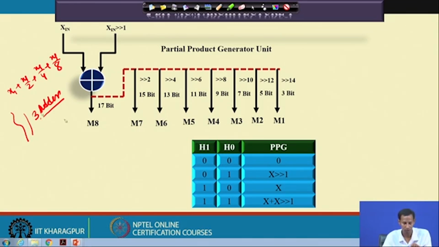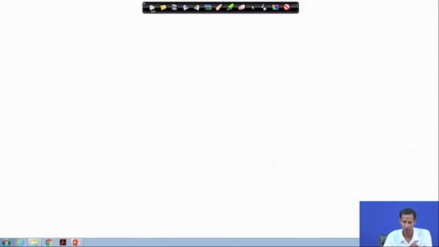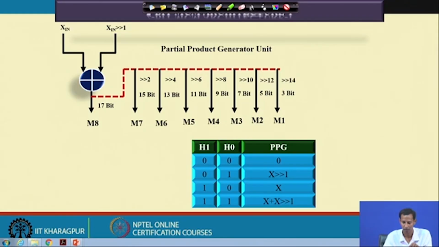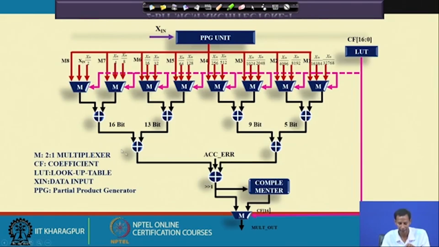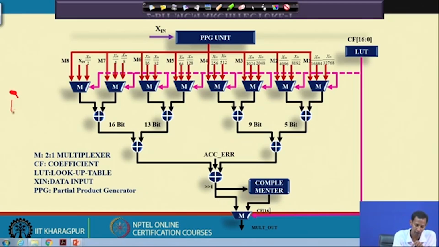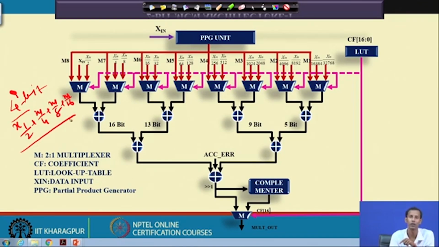Then this will be added in a chain. Again for another 4 bits, that means x1 by 2 plus x1 by 4 plus x1 by 8 plus x1 by 16, this requires another, sorry, not 3 levels, this requires basically 2 levels of addition operation. So in total I require 4 levels of addition operation.